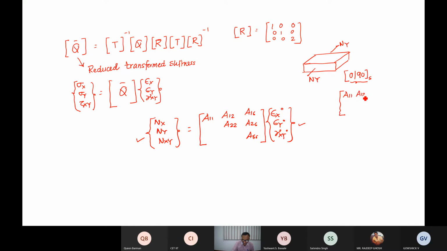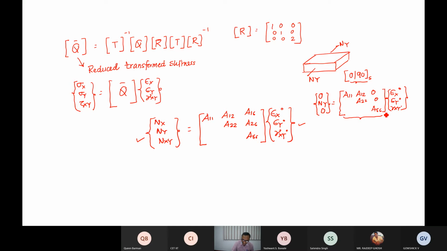A11, A12, that becomes 0. A22, that is also 0. A66, okay. Now what do you have to do? nx is not there, nx is 0, ny is given, nxy is also not there, it is 0, and you have to find out epsilon x naught, epsilon y naught, and gamma xy naught. Gamma xy naught will be anyway 0, but you can write that gamma xy naught will be 0 anyway. Okay. Now should you go for inverse?